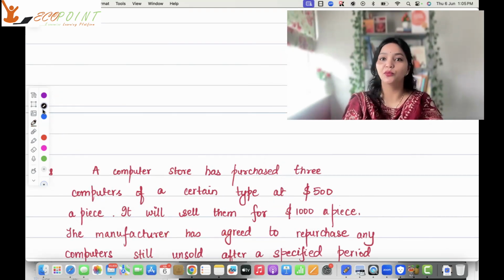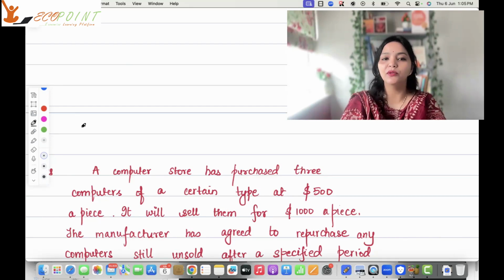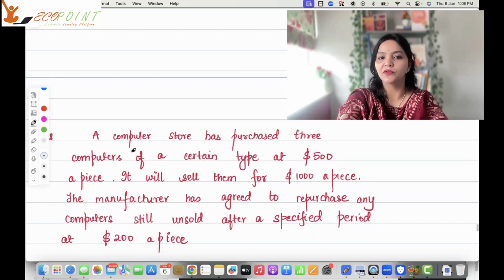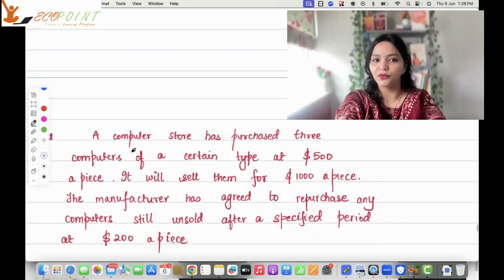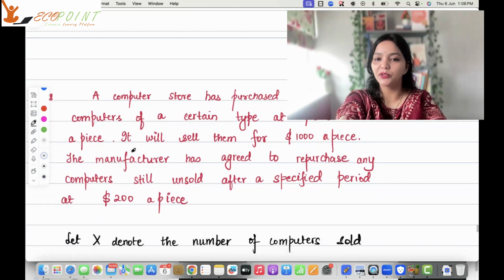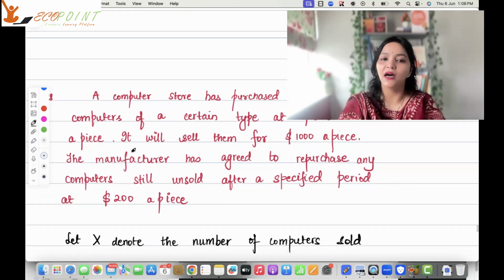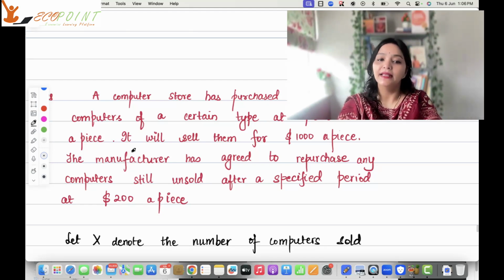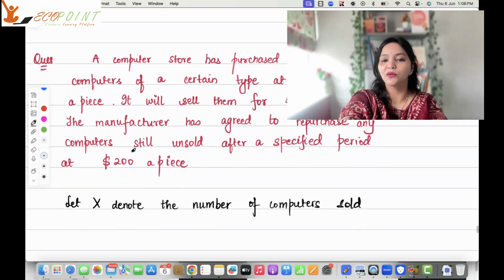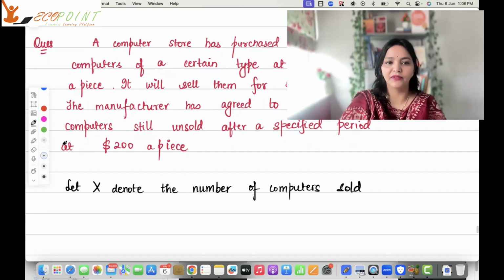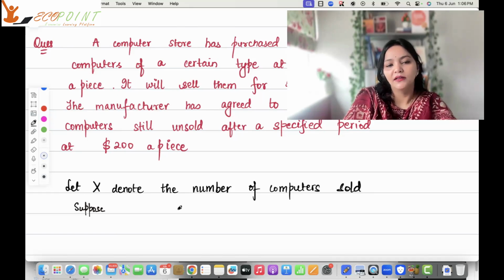Okay. Let me take you through another example. A computer store has purchased 3 computers of a certain type at $500 a piece. It will sell them for $1,000 a piece. The manufacturer has agreed to repurchase any computers still unsold after a specified period for $200 a piece. Let X denote the number of computers sold. Exactly similar kind of scenario that we had. In this case, additionally, let's suppose following are the probabilities associated to the value of X.